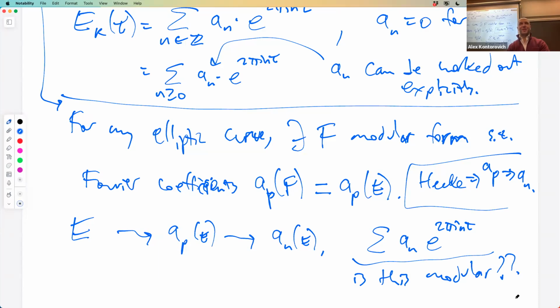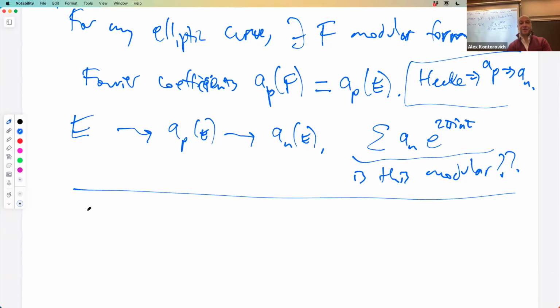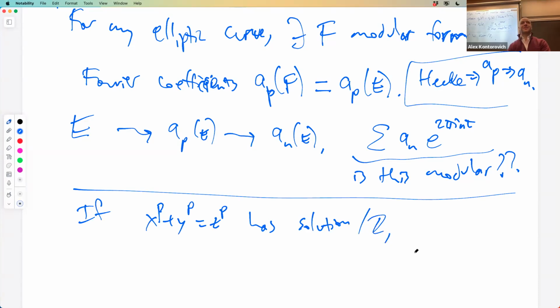Have I gone way too far? You ready for one more curveball? So in the 80s, Frey, a German mathematician, says if x to the p plus y to the p equals z to the p has a non-trivial integer solution, then you can make the elliptic curve. Let's use a, b, c instead. If a to the p plus b to the p equals c to the p has an integer solution, p is a prime, of course, greater than 5 or something.